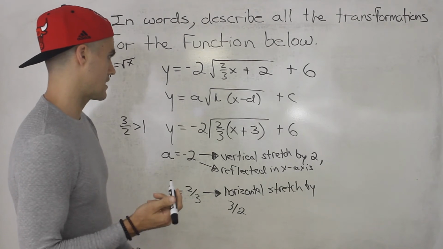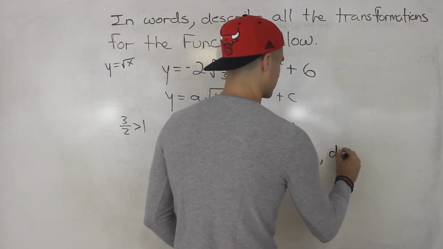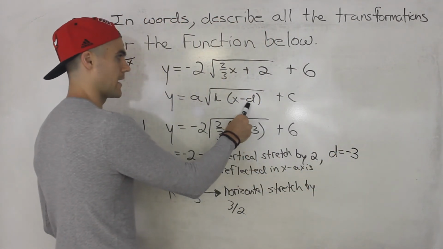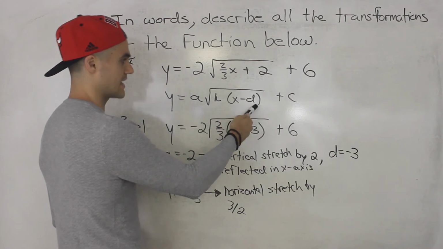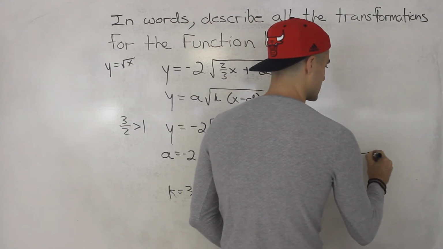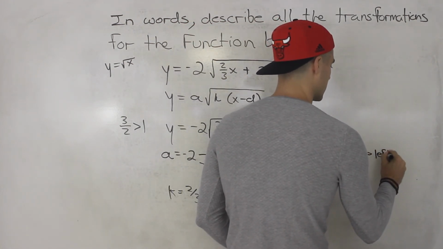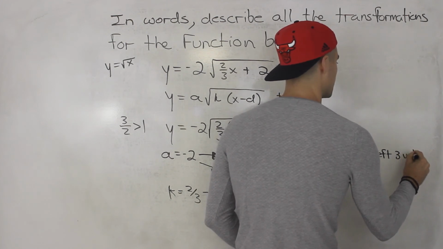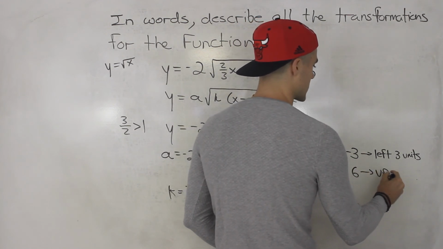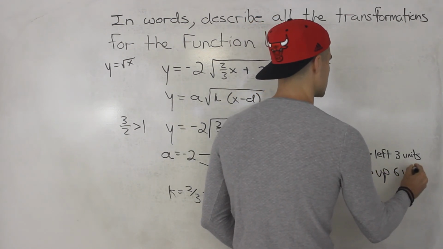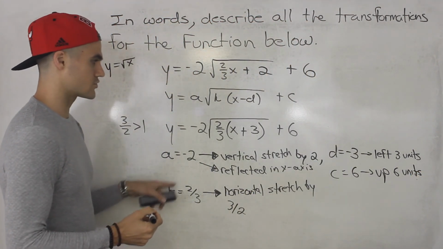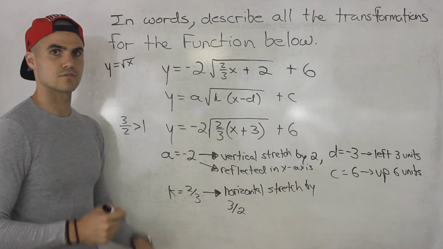And then the d value is -3. We always switch the sign because it's x minus d. So x minus -3 would give us x plus 3. So d is -3. It means that it gets translated left 3 units. And then the c value is 6. And that means it gets translated up 6 units. So those are all the transformation values and their respective transformations.